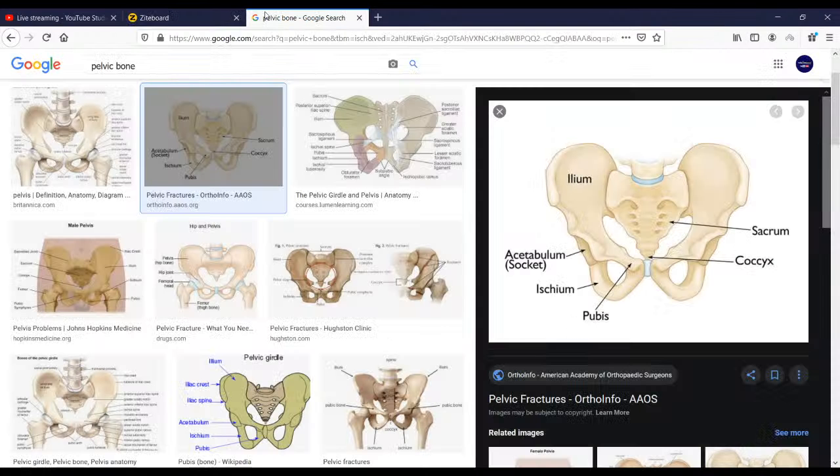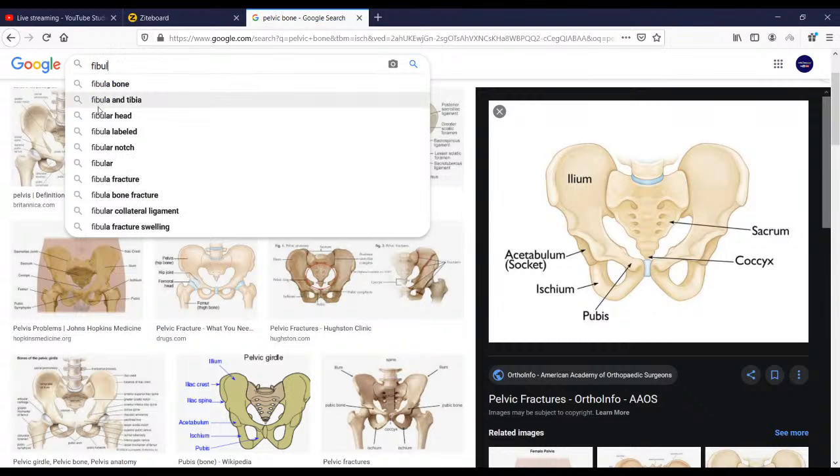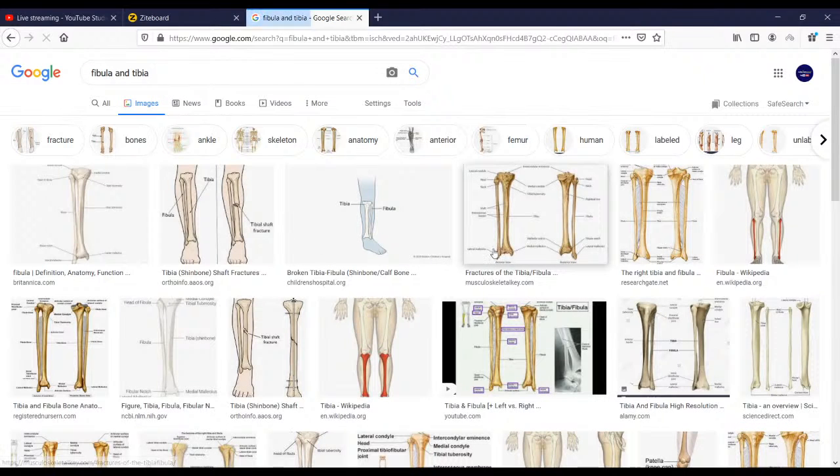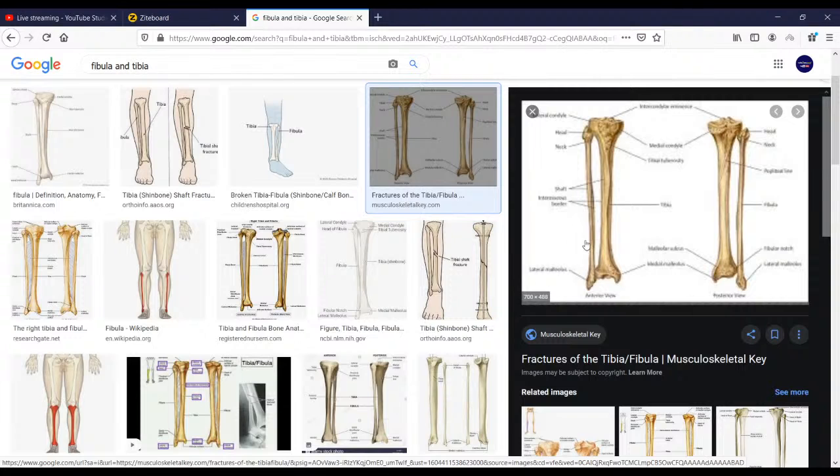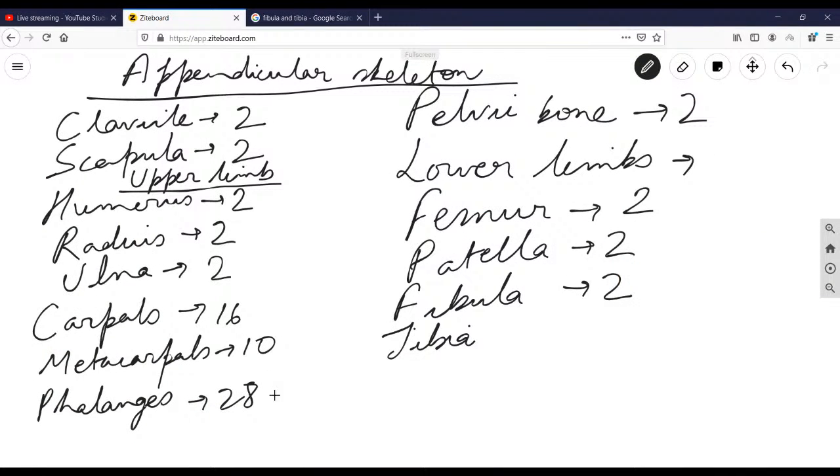Tibia and fibula, I'll show it to you. Fibula and tibia. Let's see here. Shin bones they are known as. Okay. This is the tibia one. Back one is, you can say, the fibula one. Okay. You have a back one also. Fibula is the thinner one. Tibia is the front shin bone, which is the thicker one. Okay. Then tibia also two. Then we will be having tarsal, metatarsal, phalanges.